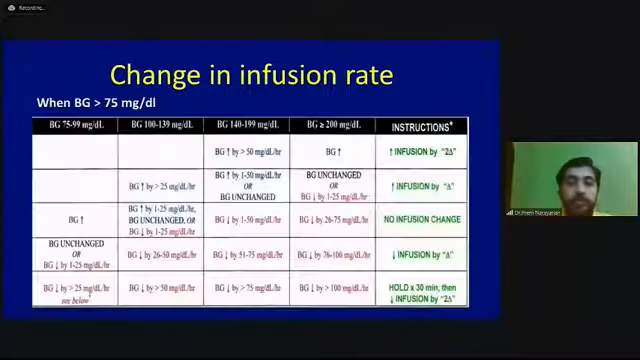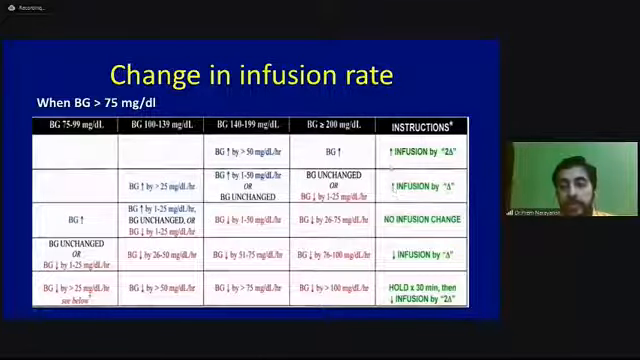Again, next is when the blood glucose is more than 75. You can see here it has been divided into 4 categories: 75 to 99, 100 to 139, 140 to 199, and blood glucose more than 200. So when you check the blood sugar, you will have to see which column you are coming into, and you have 5 rows also, depending on the reduction in blood glucose per hour.